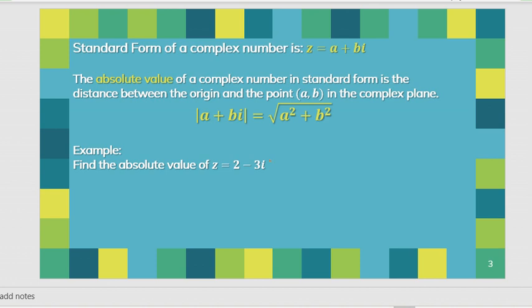So if I want to find the absolute value of this guy, all I do is 2 squared plus 3 squared. Now, technically, it is truly a -3 squared, but most kids forget the negative, so I have a tendency to not write that negative in there. 2 squared is 4, negative 3 squared is 9. Add these together, I get the square root of 13. And you can turn that into a decimal, which I'm not going to.